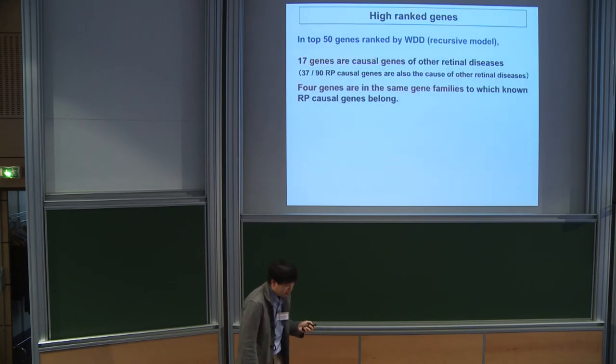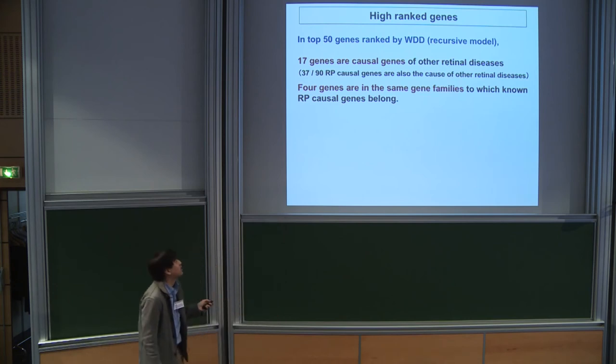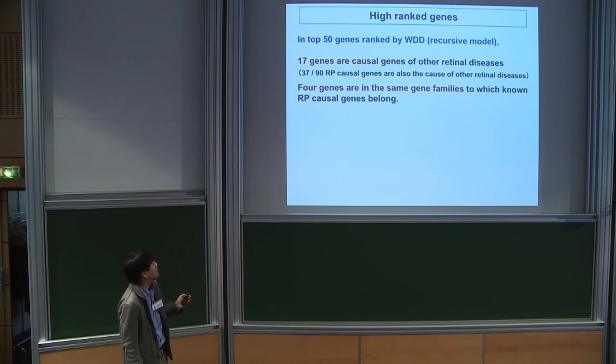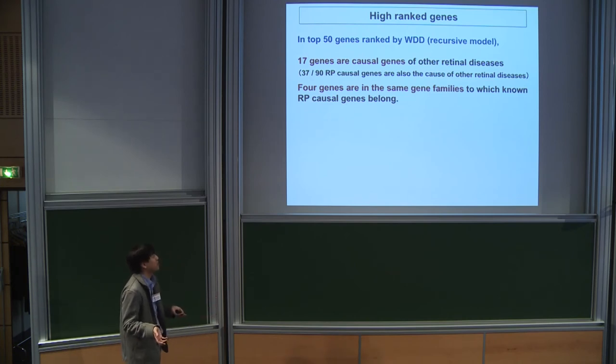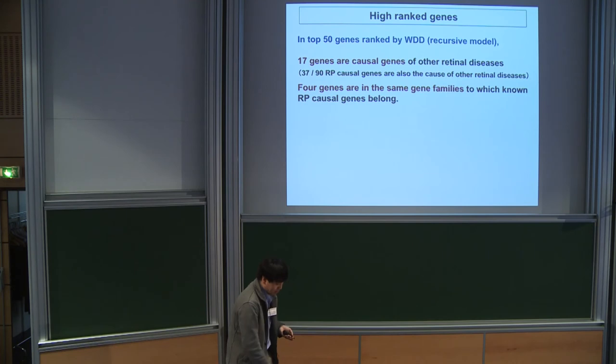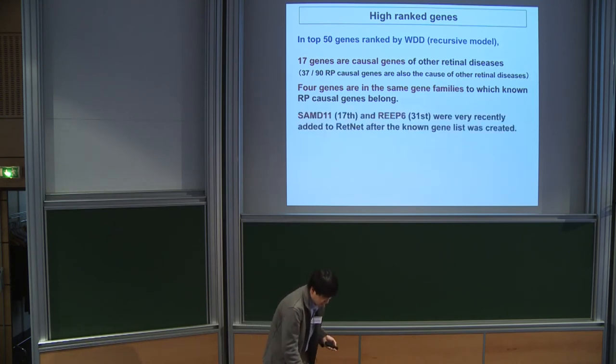Then we checked the top 50 ranked genes. In the top 50 genes, 17 genes are causal genes of other retinal diseases. Indeed, 90 of 137 RP causal genes are also causal genes of other retinal diseases in the RetNet database. And 4 of 50 genes are in the same gene families to which known RP causal genes belong.